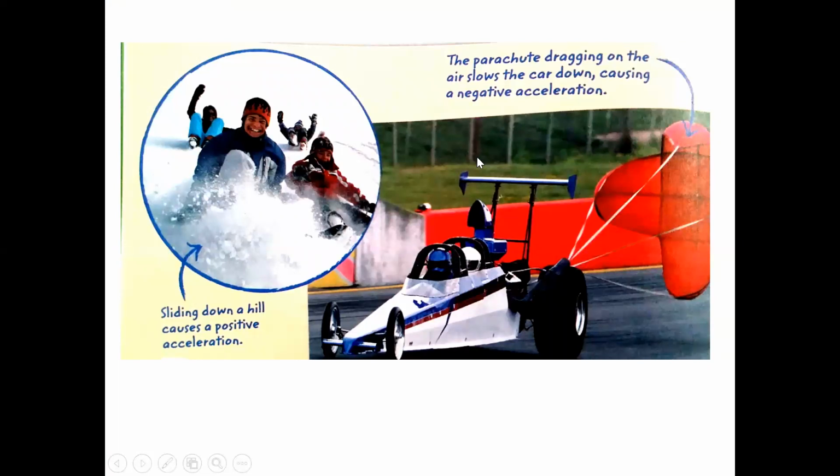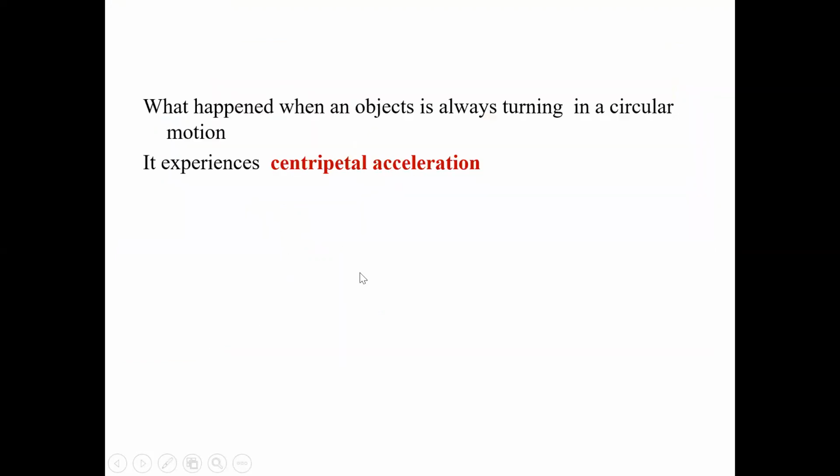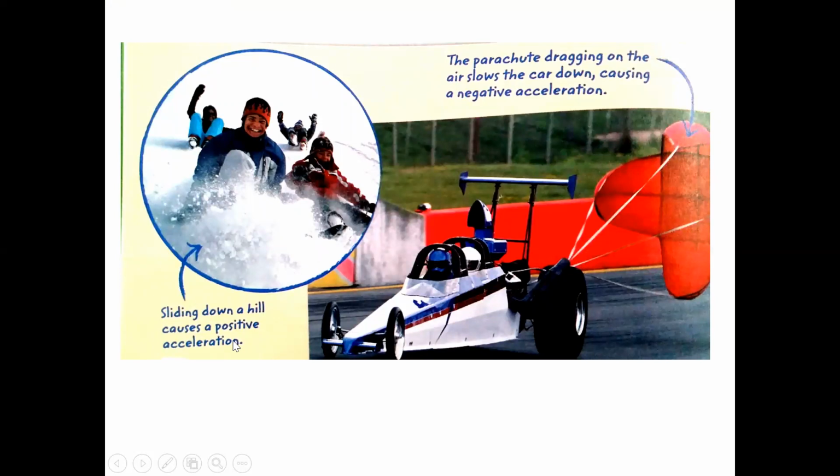For the acceleration, we have negative acceleration and positive one. The parachute dragging on the air slows the car down. That makes a negative acceleration. And when sliding down a hill, you are increasing your speed, so you are in a positive acceleration.